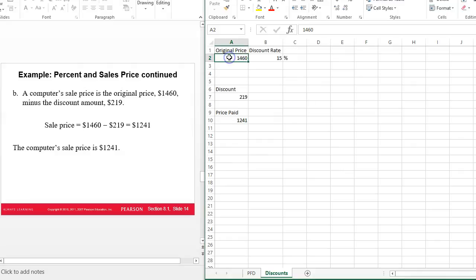Now, what if the original price had been $15,000? It was a car, and you put 10% down. Notice everything changes. Everything changes on the fly. It can adjust to whatever problem you're doing.